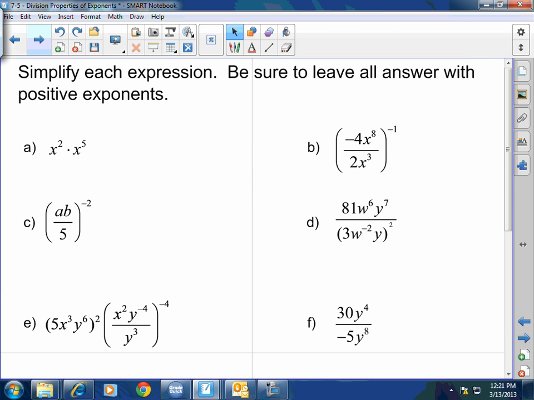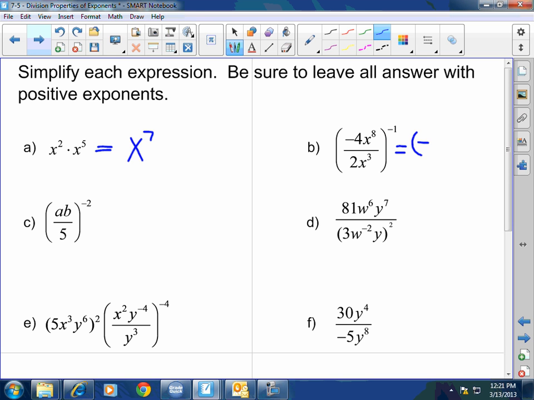Let's do this then. Let's put it all together. Okay. Number 1. Yes, x to the second times x to the fifth is x to the seventh. When you multiply the same base, you keep the base and add the exponents. Great, sir. Next. What we got here? Yes, sir.